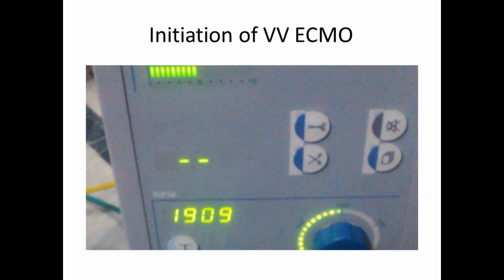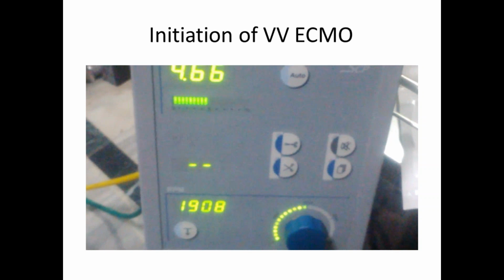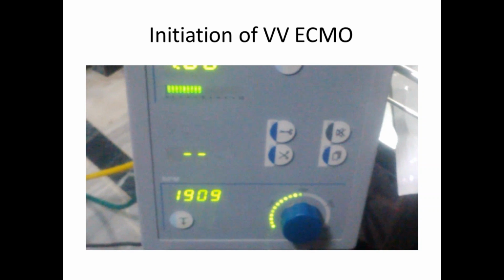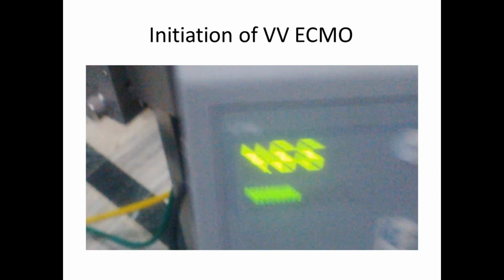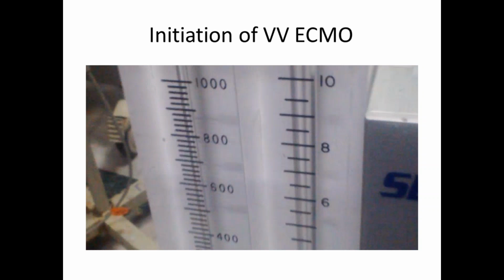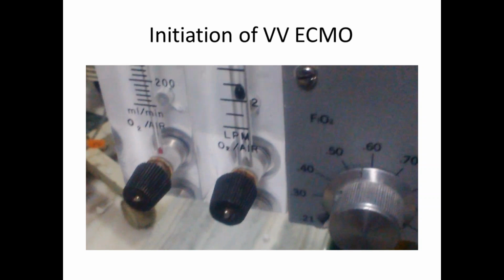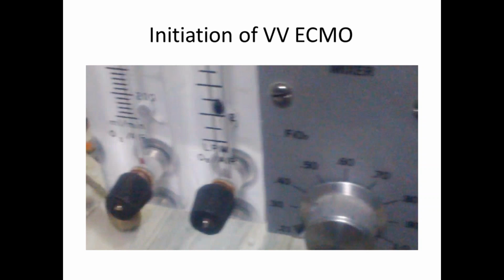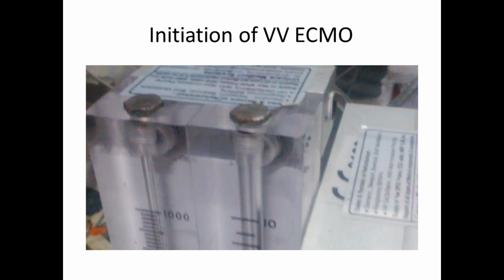Flow is 4.6 liters, RPM is around 1900. That ratio you should always remember, 1900 with a flow of 4.6 liters. And see, now the sweep gas has increased to 2.5 liters. So as you increase the blood flow, you will increase the sweep gas also accordingly.